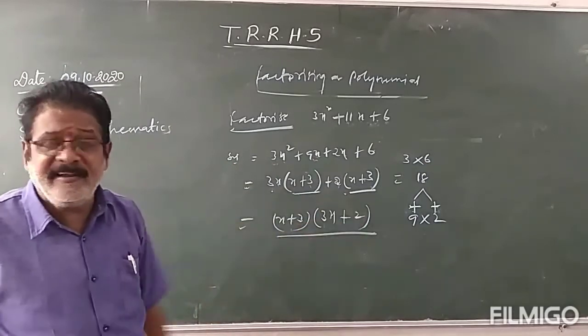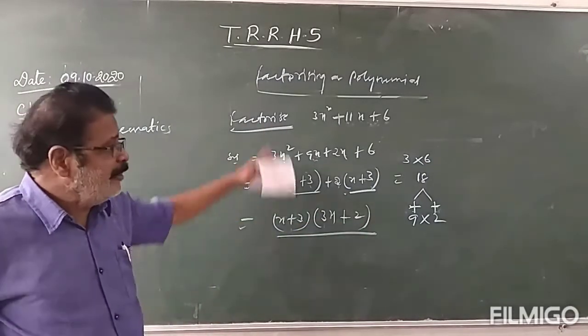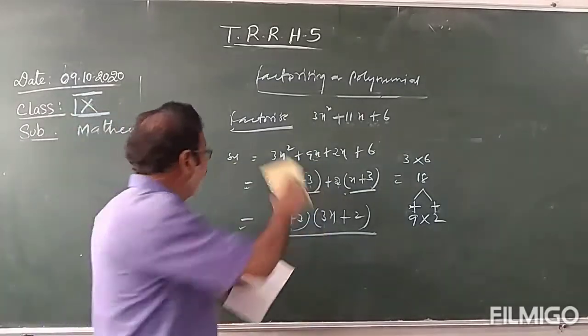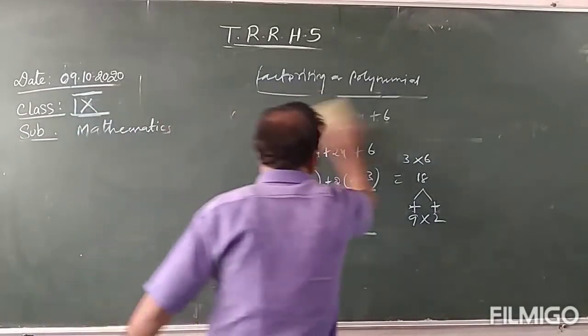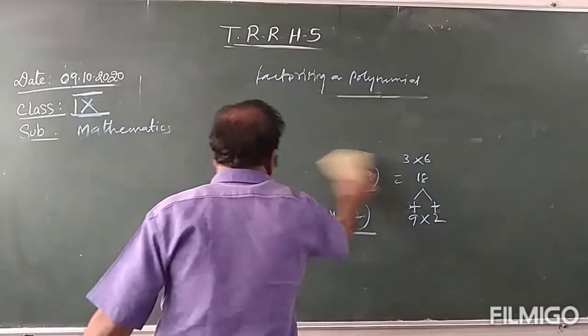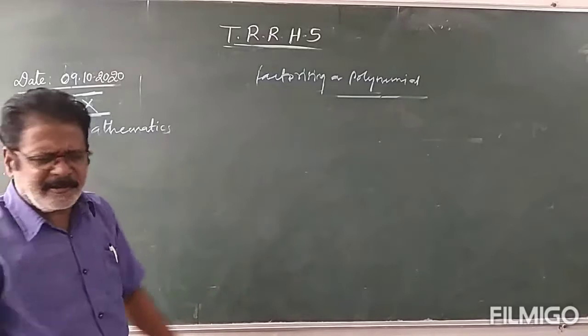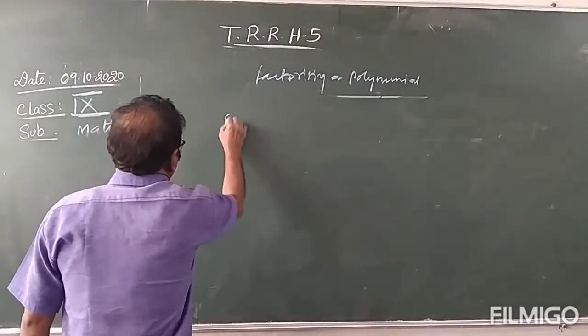We can factorize any quadratic polynomial by splitting the middle term. Now we go for the factor theorem. What is the factor theorem? The remainder theorem and the factor theorem are closely related.